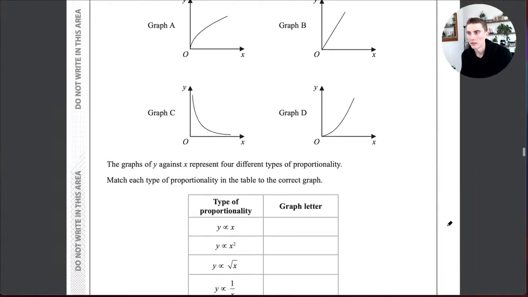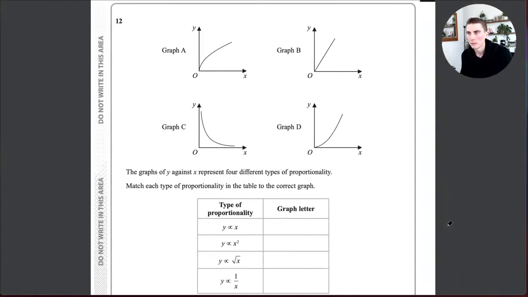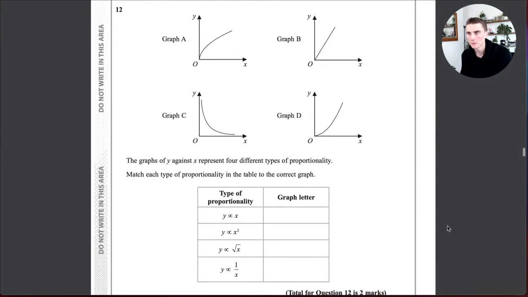Okay, I'm going to zoom out a little bit here again. So question 12. We've got these four graphs, A, B, C, and D. It says that the graphs of y against x represent 4 different types of proportionality. Match each type of proportionality in the table to the correct graph. So these are the types: y is proportional to x, or y is proportional to x squared, or y is proportional to root x, or 1 over x. I'm going to say which graph each applies to.